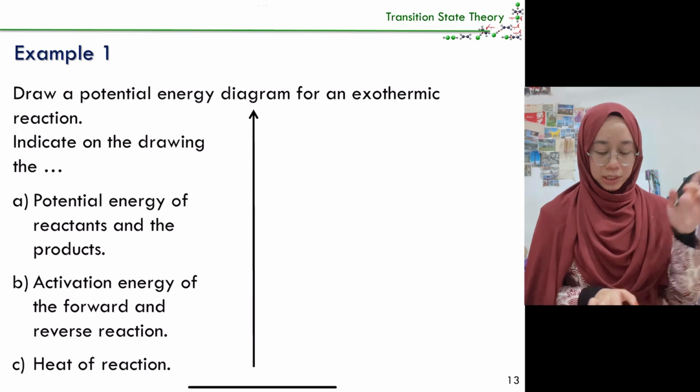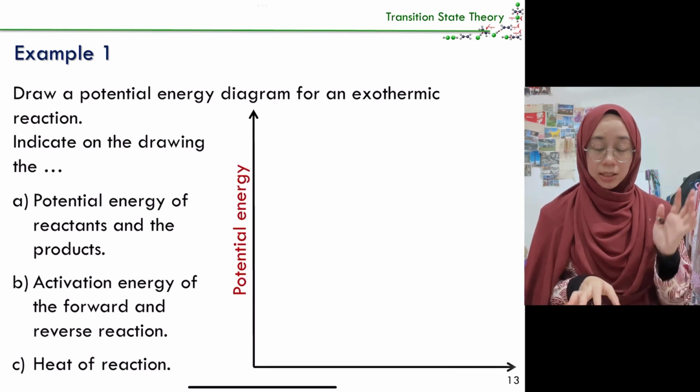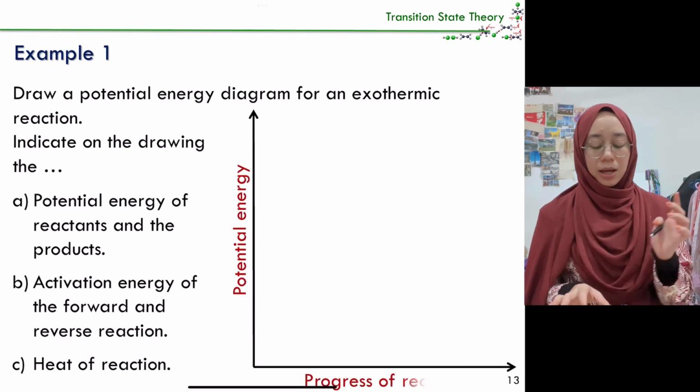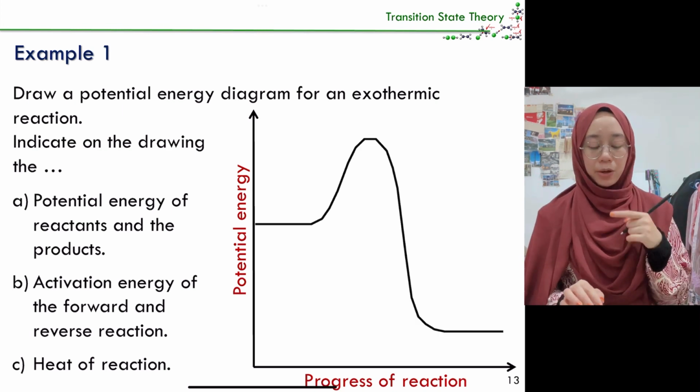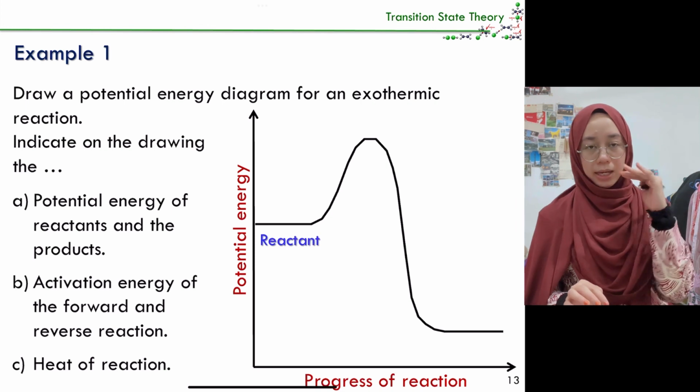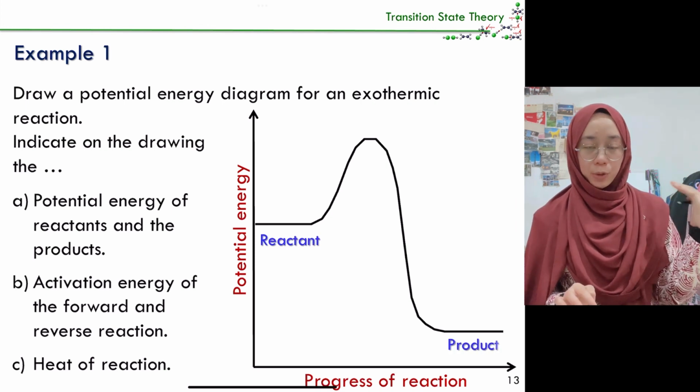Okay, so lukis dulu the y-axis and the x-axis. Labelkan, don't forget to label. Okay, and then just draw the hill part lah. Okay, whereby the reactant one must be higher, meanwhile potential energy untuk kita punya product lower.